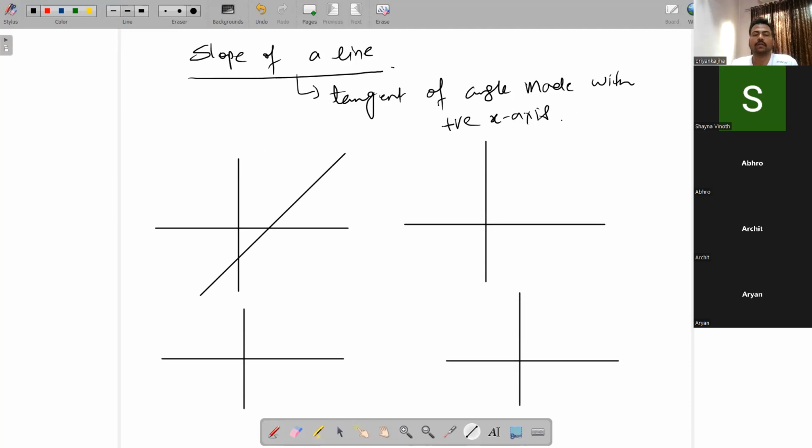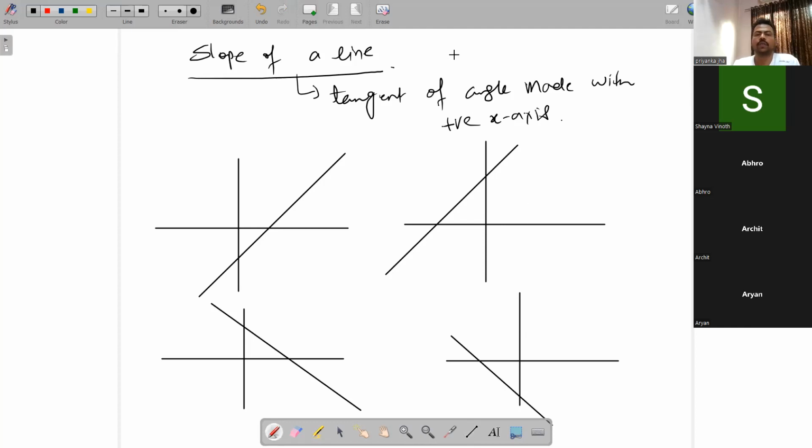Suppose I'll take this kind of line. It may be like this. No problem in that. One line will be this. One line will be this. And one line will be this.